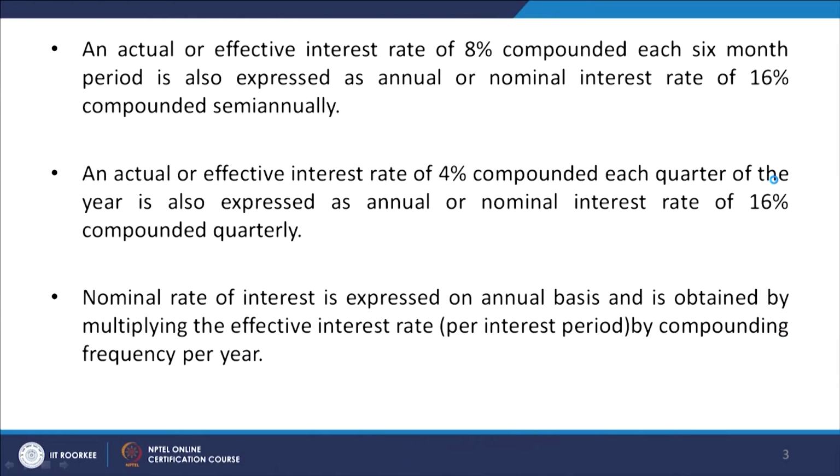So, basically you have 2 terminologies, 2 terms of interest. One is the effective interest or actual interest rate, and then you have the nominal interest rate. Now, nominal interest rate is expressed on an annual basis and is obtained by multiplying the effective interest rate by the compounding frequency per year. So that is how we express it on the annual basis. That is your nominal rate of interest, compounded semi-annually or whatever.